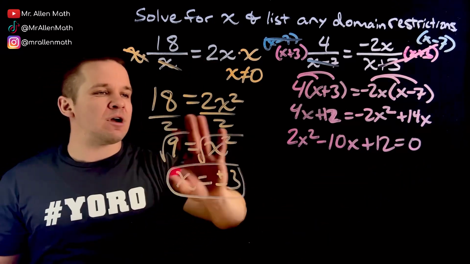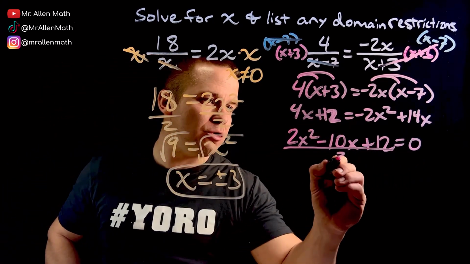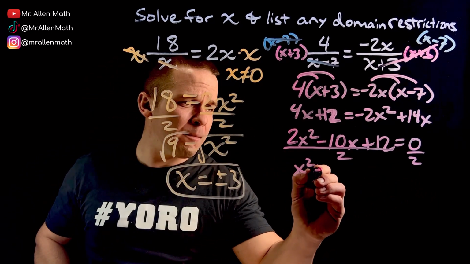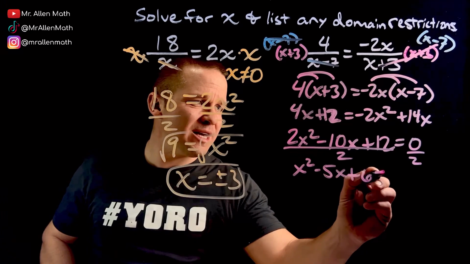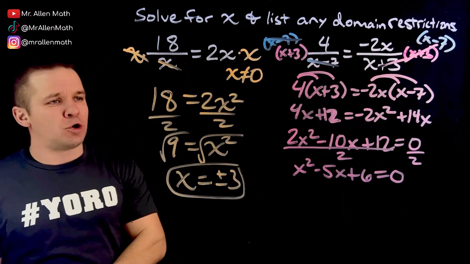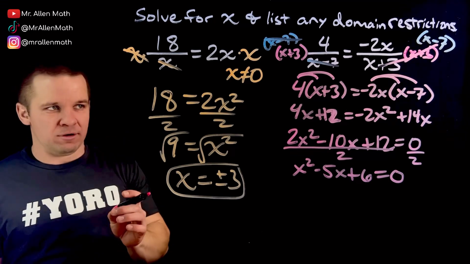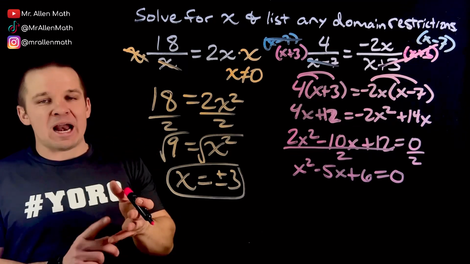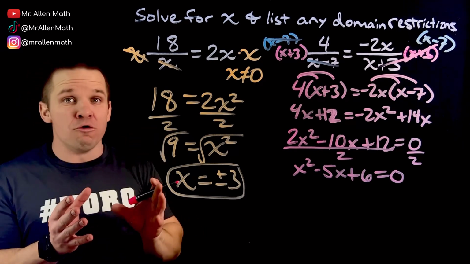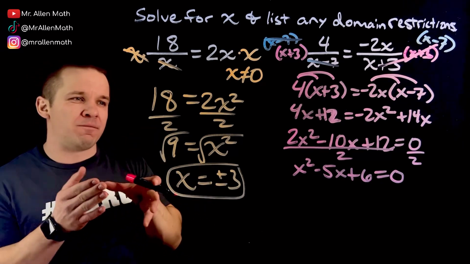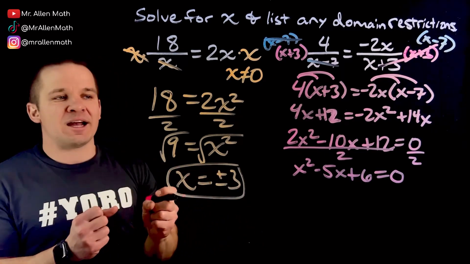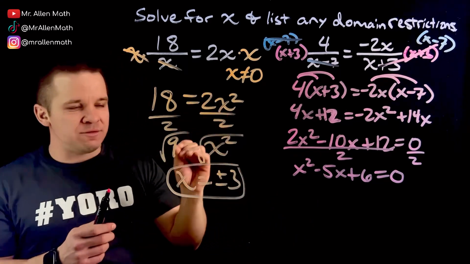Now, to make my life easier, I'm going to divide everything here by 2. When I divide by 2 on both sides, I've got x squared minus 5x plus 6 equals 0. I can divide by a constant and be all cool. I cannot, however, divide by an x or an x squared or anything involving an x, because it would remove a potential solution from this problem. So don't go through and remove x's. If you have a degree of 2 to start, you should have a degree of 2 later on.